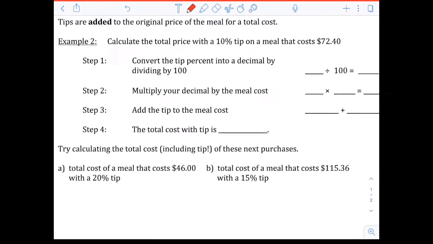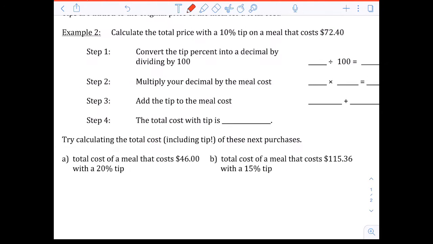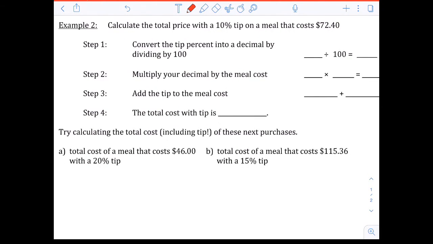It says if you want to calculate the total, we'd have to add that. So we're going to find out what the total cost of the bill would be if you left, in this case, a 10% tip. So calculate the total price with a 10% tip on a meal that costs $72.40. We're going to add that tip to $72.40 at the end. But let's calculate what the tip would be. Well, 10 divided by 100 was 0.10.